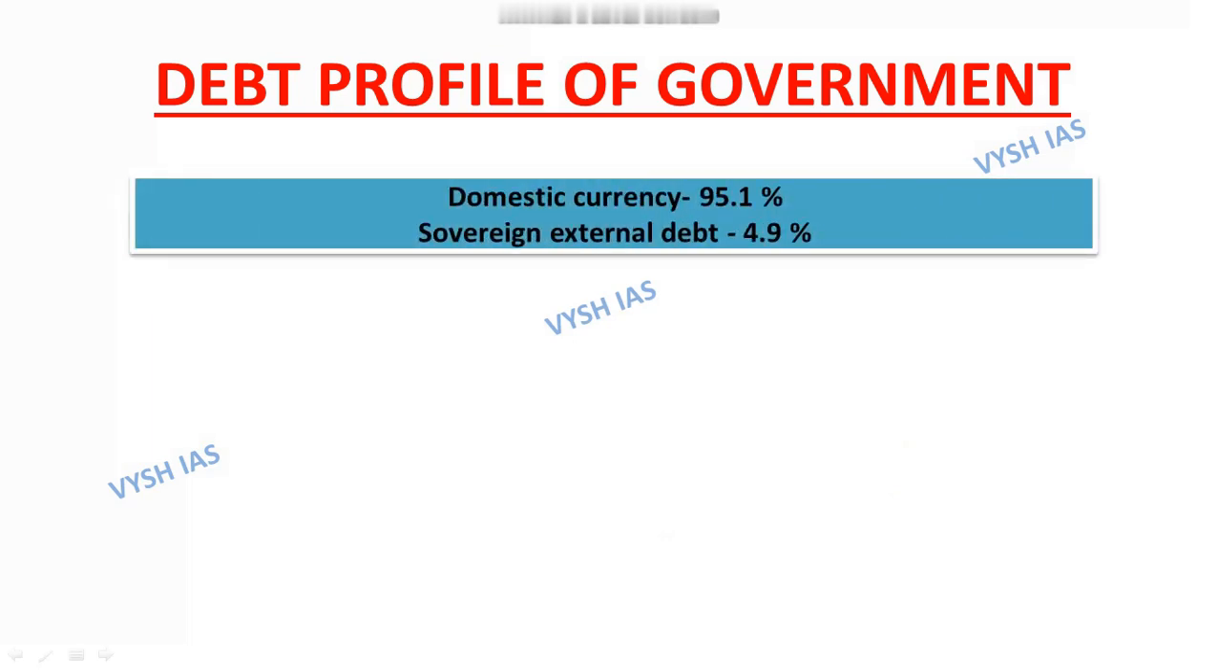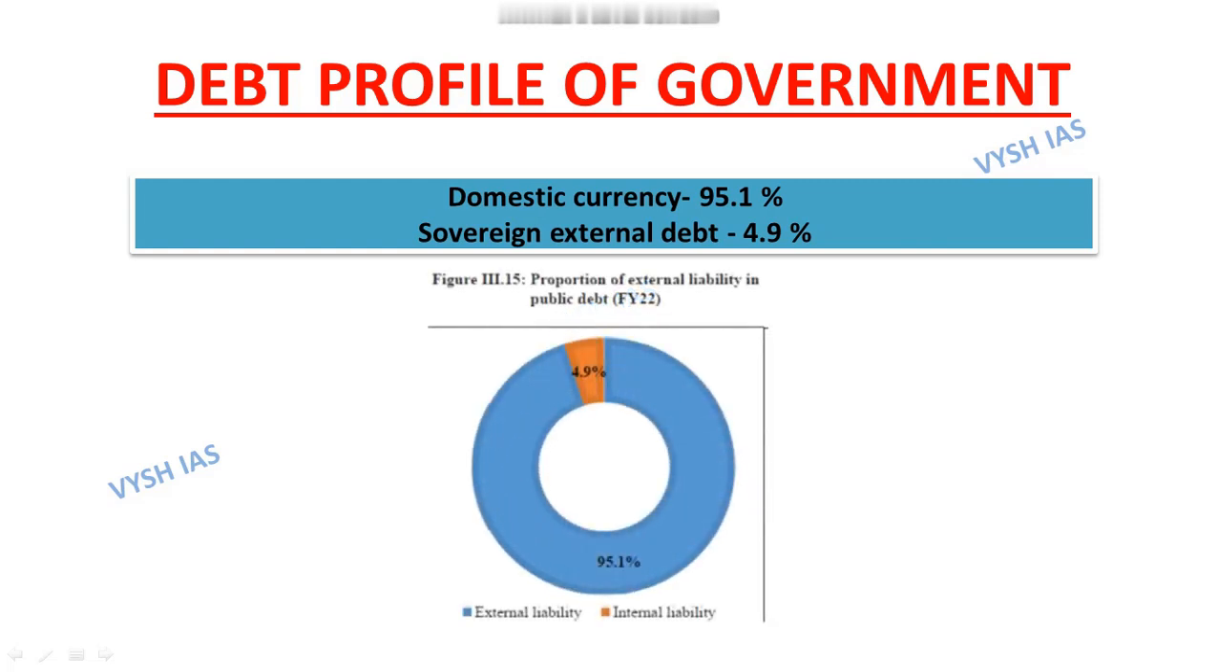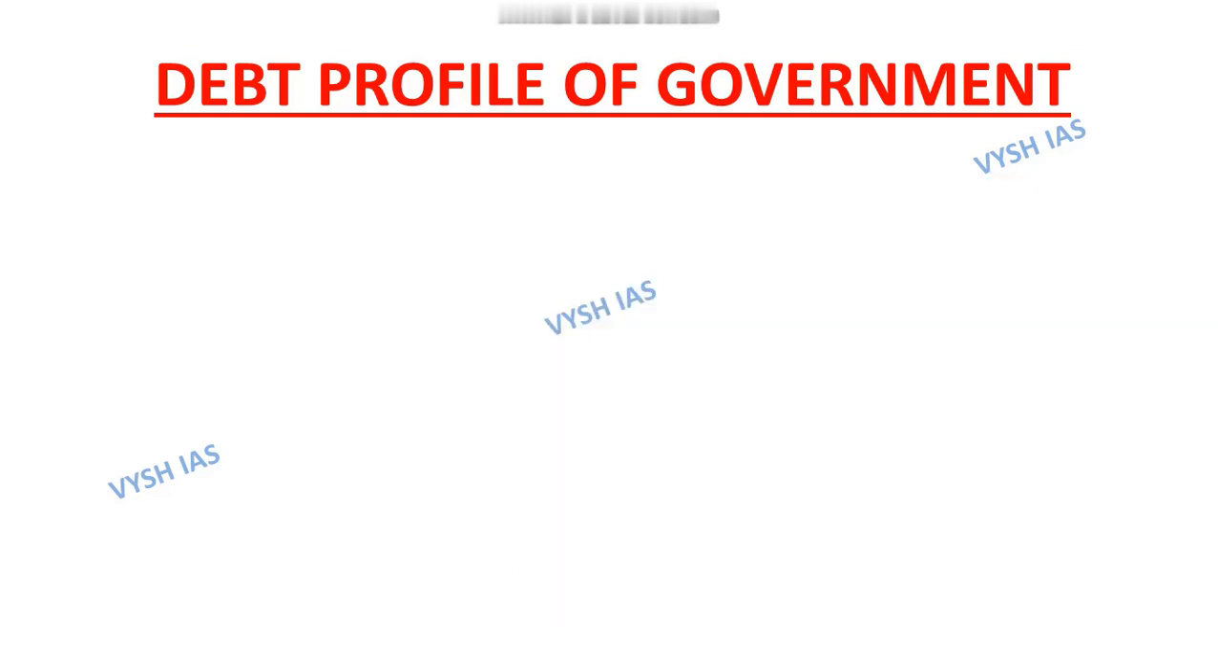Out of the total net liability, 95.1% were denominated in domestic currency, whereas sovereign external debt continues at 4.9%, which implies low currency risk. From the graph itself, it becomes very clear that the orange part, which is 4.9%, is regarding external liability, and the blue part, which is 95.1%, is regarding internal liability. Next point.